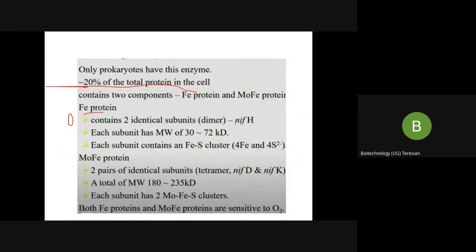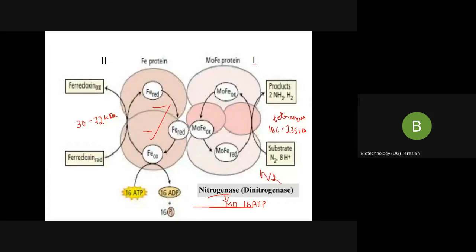And the gene which is involved, later on we shall speak about the genes, is called the NIF-H gene, nitrogen fixing gene H. Another point to remember is that each subunit is 30 to 72 kilodalton. That is the molecular weight of the iron protein. And each subunit consists of an iron and sulfur cluster. This particularly contains an iron sulfur cluster.